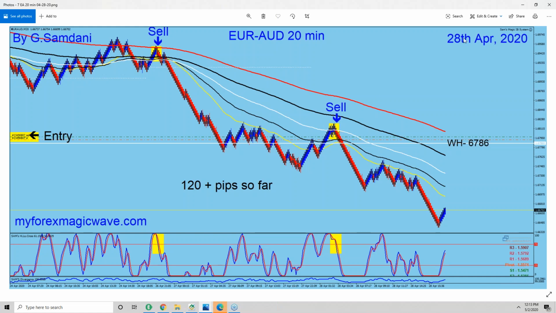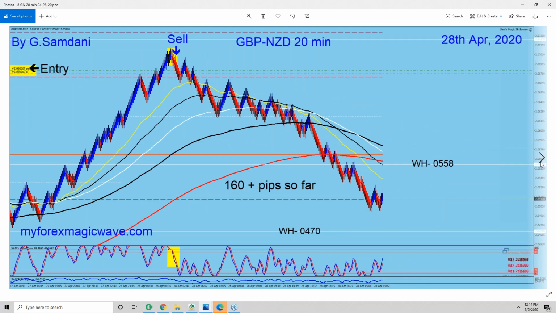Beautiful entry on the other day, 28. The first one was on 26th, right? This was on 26. Here's at 28. Again, it's 120 pip to the downside. This is how it is.